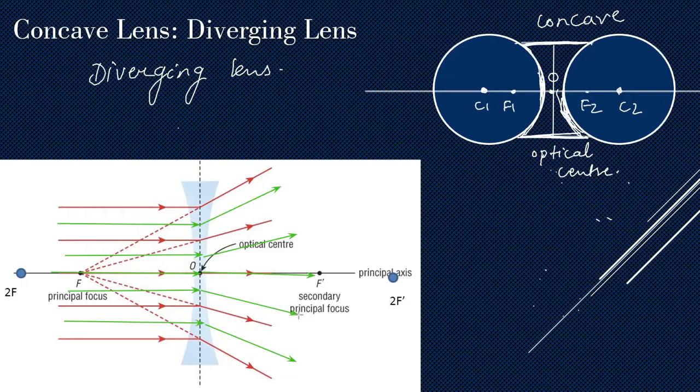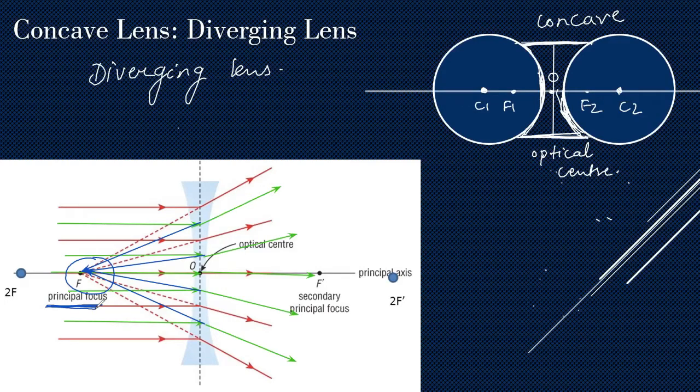Now when I take these light rays behind the lens, for example, if I just extend them behind, this blue one, they appear to come from a point behind the lens. Now this point over here is called the principal focus.